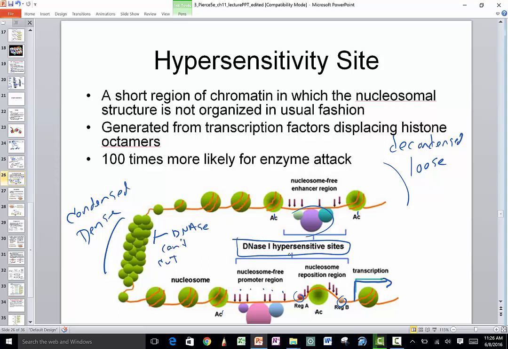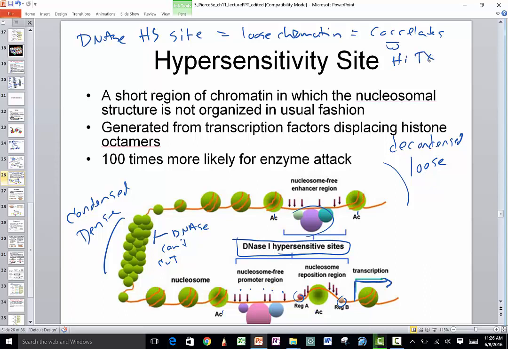So a DNase sensitive site, or DNase hypersensitive site, correlates with loose chromatin. Right, so DNase hypersensitive site equals loose chromatin. Then you'd have to do another experiment to show that this correlates with high transcription. So that's transcription. Alright, so let's take a look.